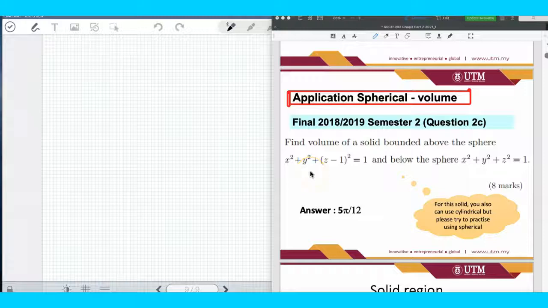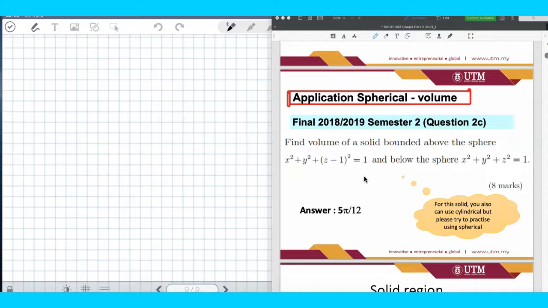Okay, so this example is from a past year final exam question. We have to find the volume of a solid bounded above the sphere and below the sphere. It looks like you have two spheres here, so first we have to sketch the spheres. Then we should know what the solid looks like.